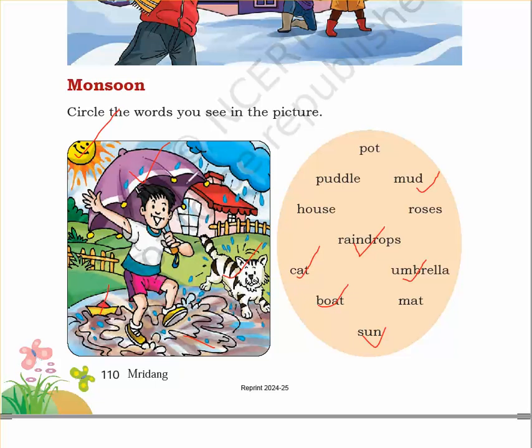Raindrops. Raindrops is also there. House. Yes, there is a house here in the background. So like that, you can match or you can circle the words, whatever you see in this picture.